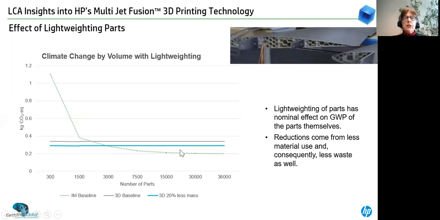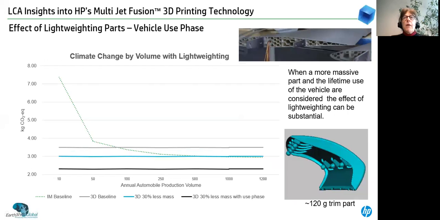So as we look at this, we see almost the same picture that we saw before. The 20% lightweighting, because in fact these parts were very, very light, didn't make a lot of difference. But we looked at a different part, a much bigger part actually, and wanted to look at what that showed us in terms of lightweighting.